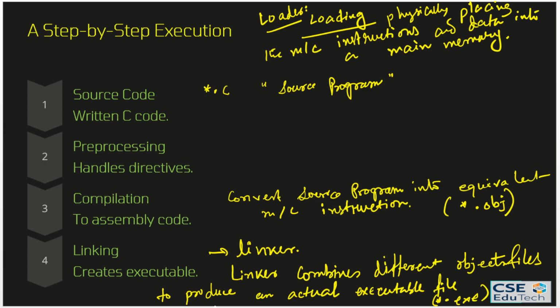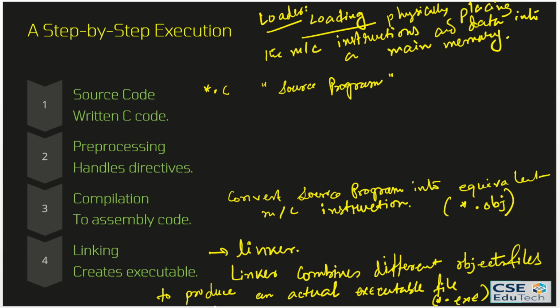So this is basically step by step execution of a C program. First we need to write a C program with the .c extension. Then some pre-processing is done. Then compilation converts the source code into equivalent machine instruction code, which is known as an object file with the .obj extension.